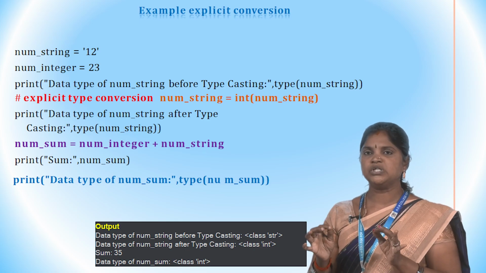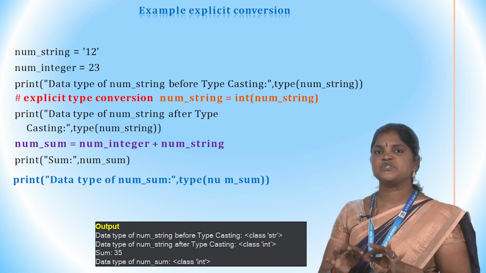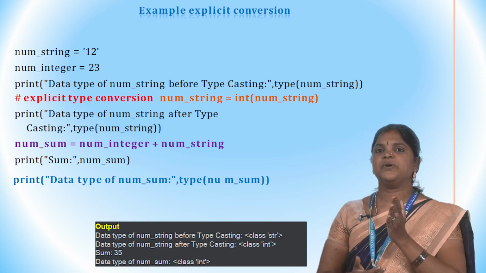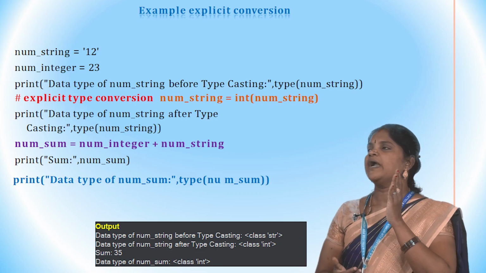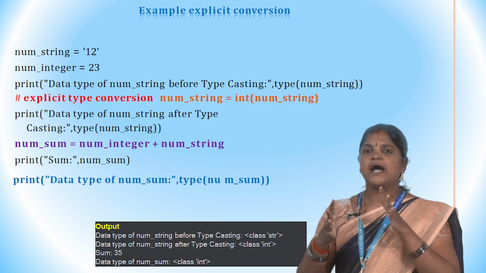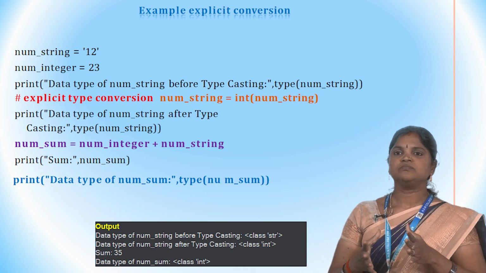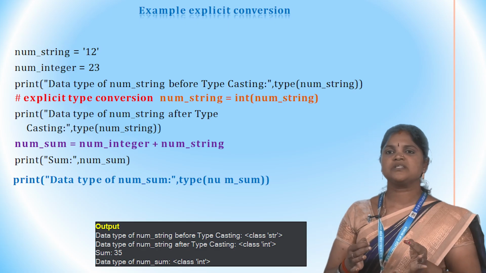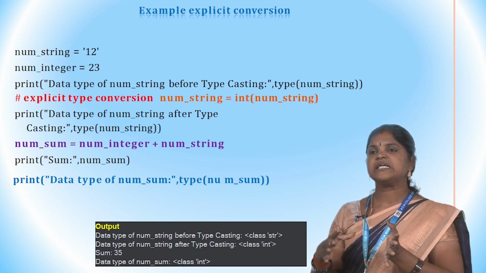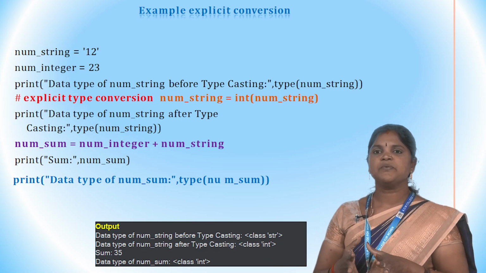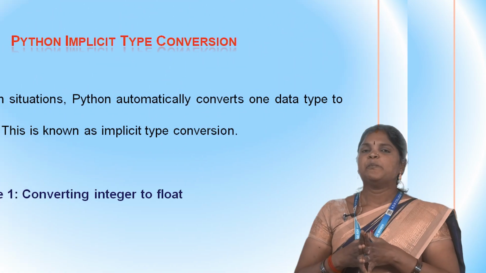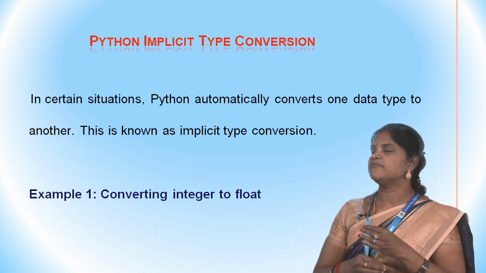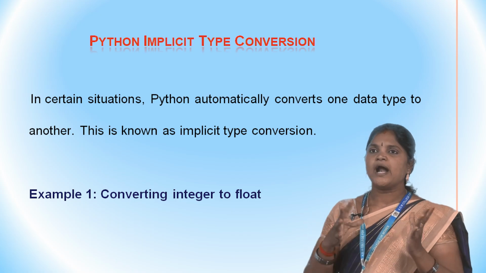Num sum equal to num integer plus num string. Then print sum, num sum. Print data type of num sum, type num sum. Output is: data type of num string before typecasting, class string. Data type of num string after typecasting, class integer. Sum equal to 35.